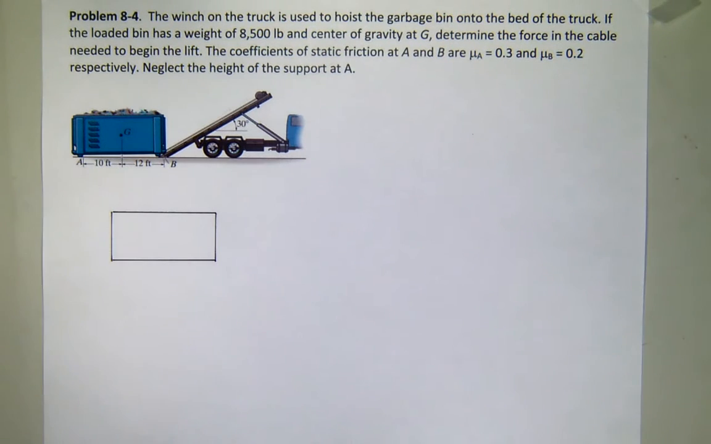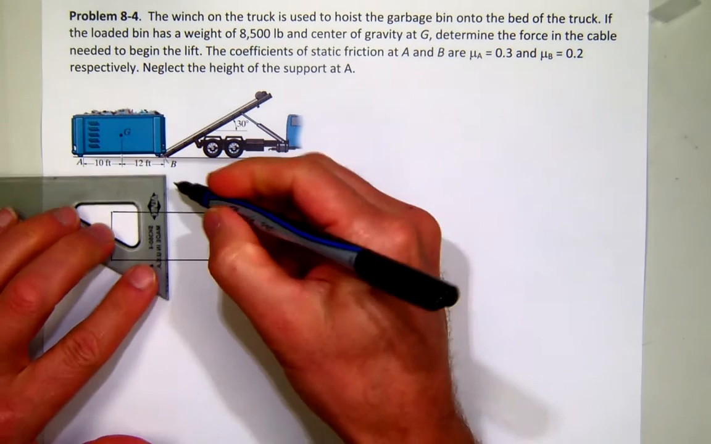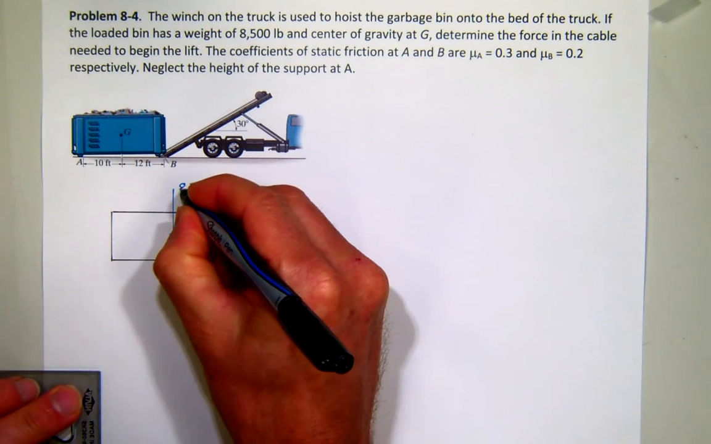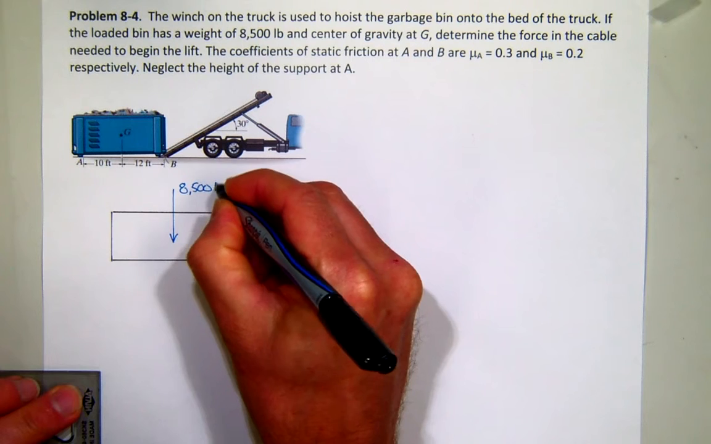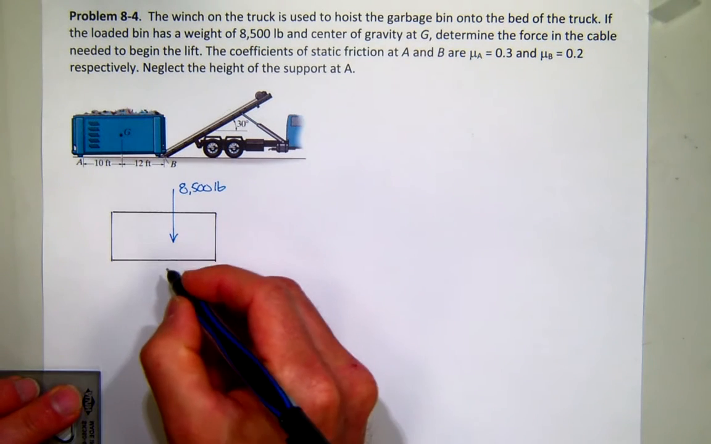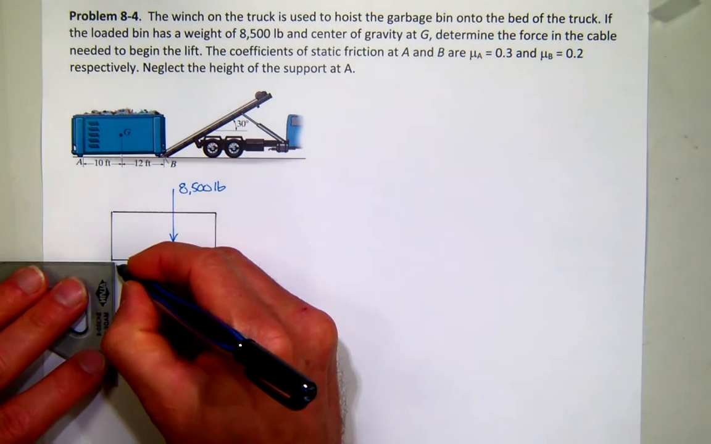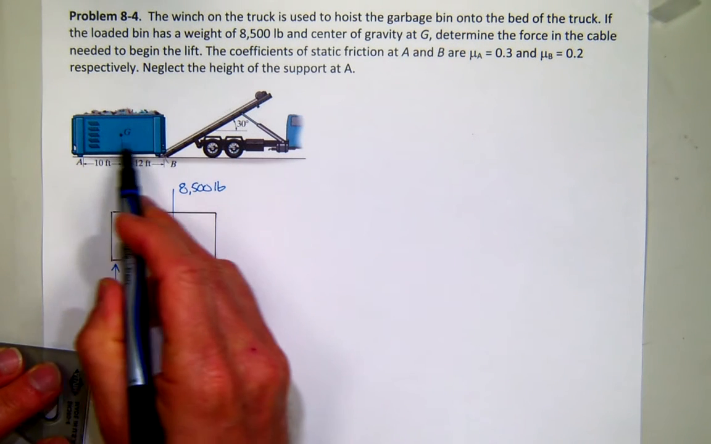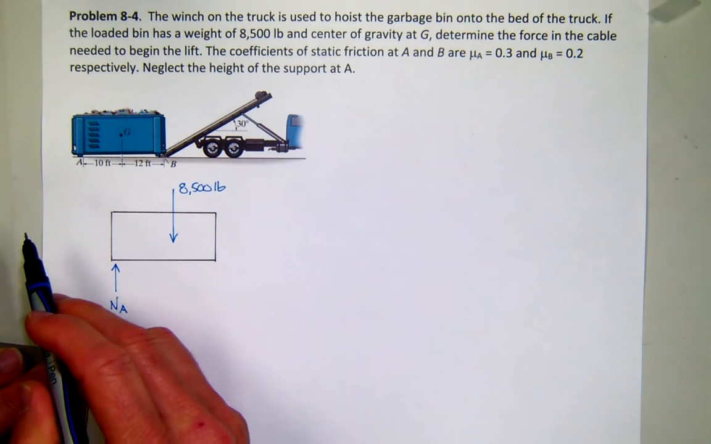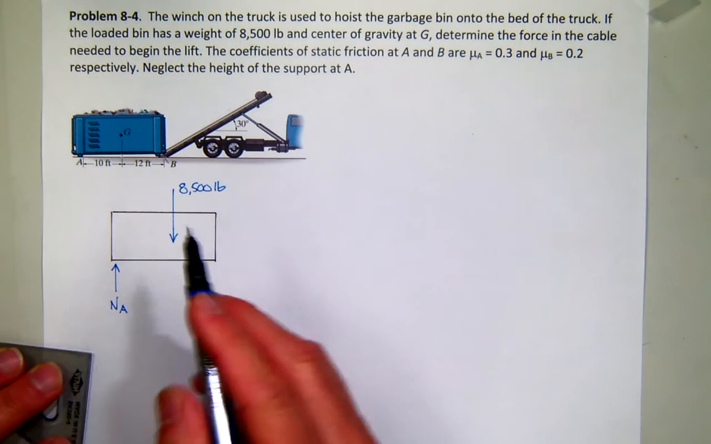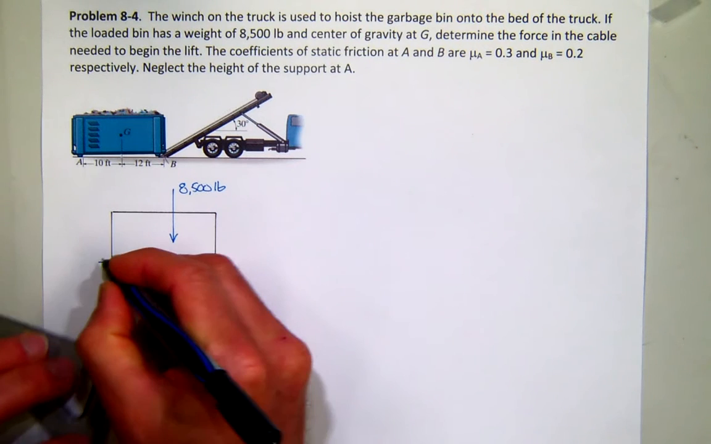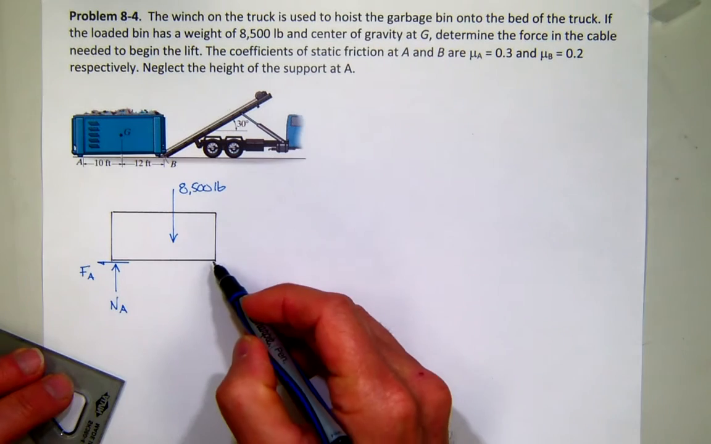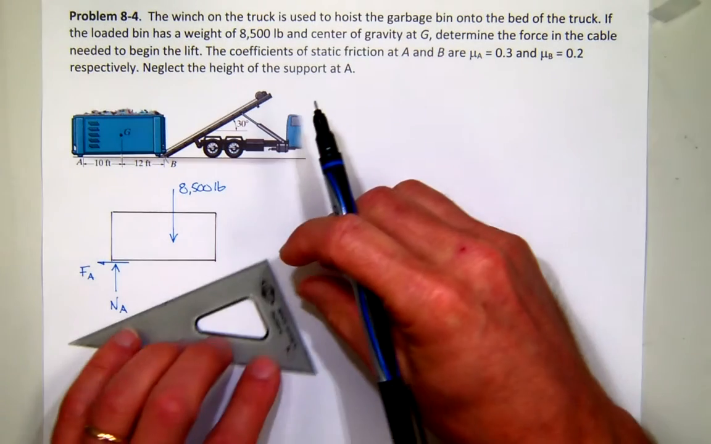The first thing is I'm going to have the weight of the bin acting through the center of gravity. So that's the 8,500 pounds. I didn't draw this to scale. Then at A, I'm going to have a normal force. Now, which way is the garbage bin going to move, right or left? To the right. So that means my friction force is going to be to the left.